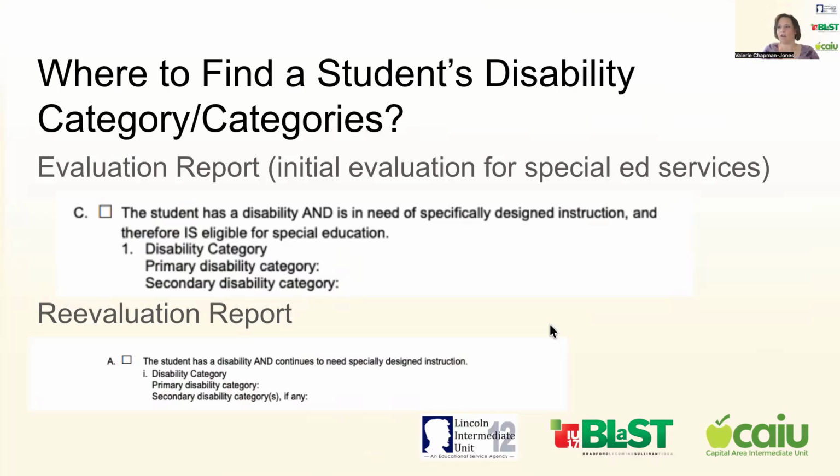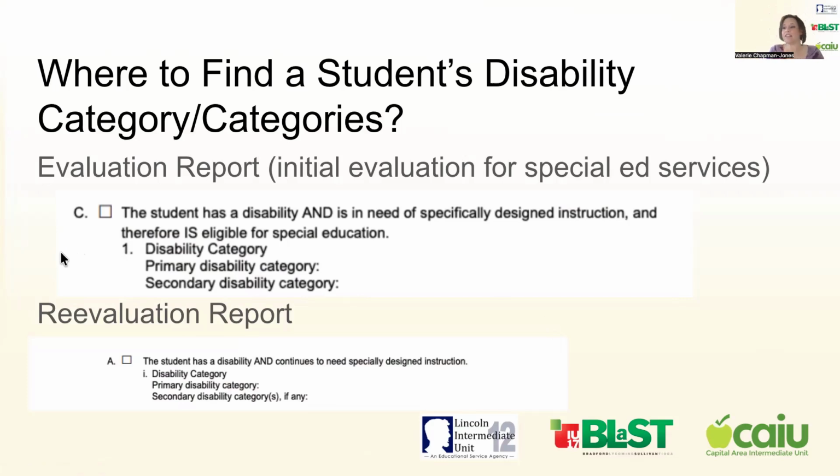And the two places are the evaluation report. That is in the initial evaluation for special education services. So if it's a newly identified student, it would be under this little box you can see here with the C and the checkbox. This is a screenshot from a template. It says the student has a disability and is in need of specifically designed instruction and therefore is eligible for special education. And then you'll see a disability category, primary disability category with a colon. So the overall main disability category will be listed there.